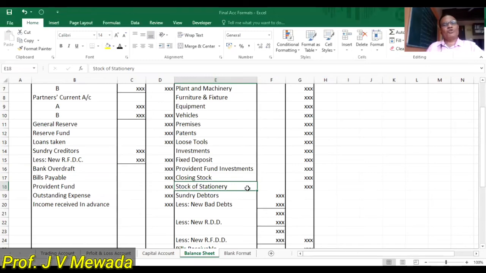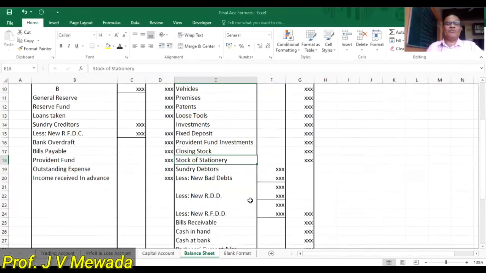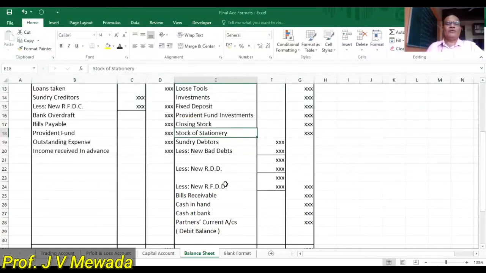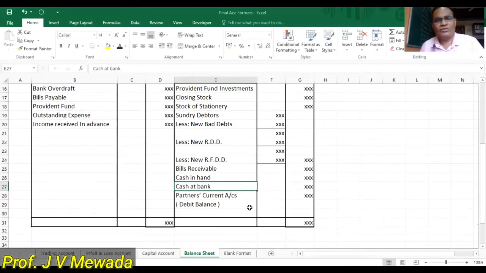Sometimes we are having a stock of stationery, that also we are showing as an asset. Then we are having this formula of the debtors. The formula of debtors I am going to discuss separately under the adjustments. Then we have bills receivable, which is also one of the assets. Cash in hand, cash at bank: whatever cash is there in hand in the business and whatever cash is there in the bank. And I have already discussed partners' current account, debit balance.